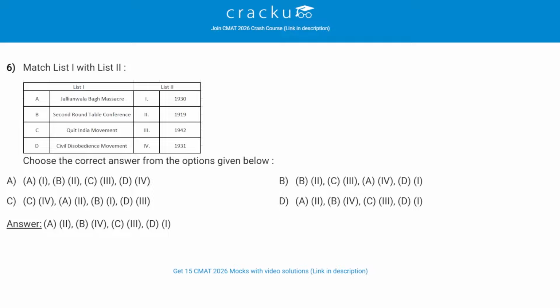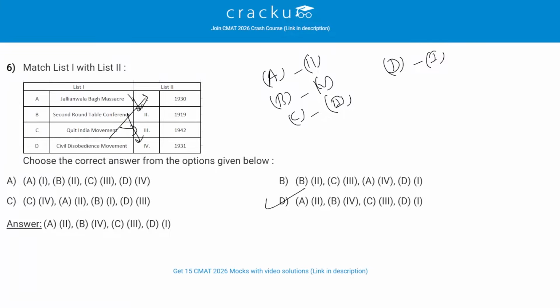In this question, I need to match list 1 with list 2. The Jallianwala Bagh massacre occurred in 1919. The second round table conference was held in 1931. The Quit India movement was in 1942. The civil disobedience movement was in 1930. So A goes with 2, B goes with 4, C goes with 3 and D goes with 1. The correct answer is A2, B4, C3, D1. Option D is the correct answer.